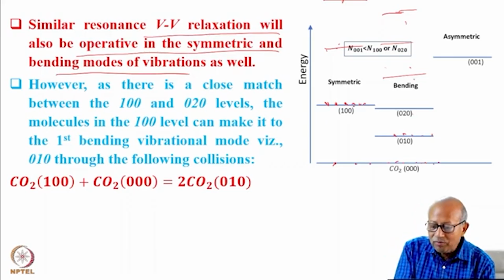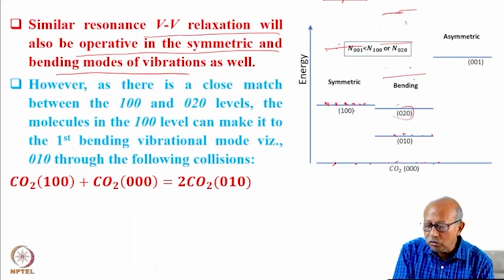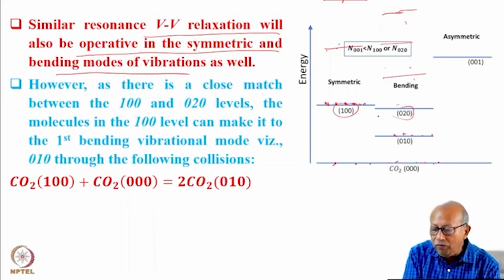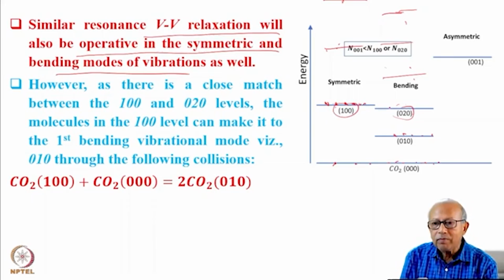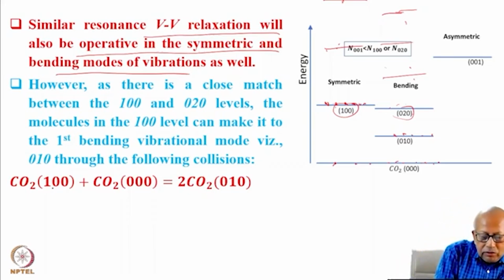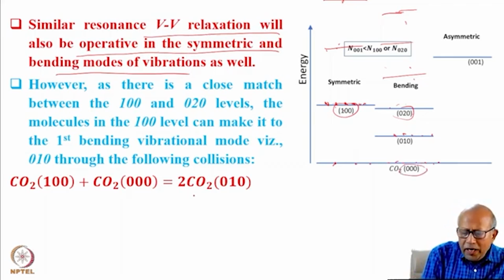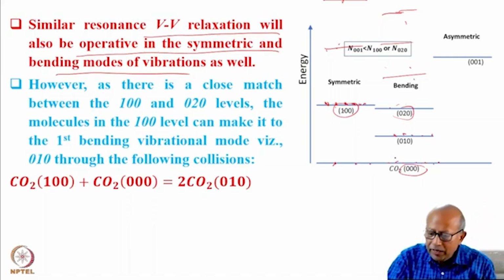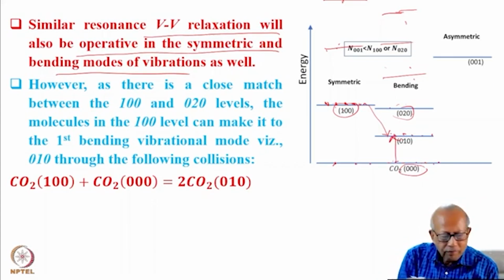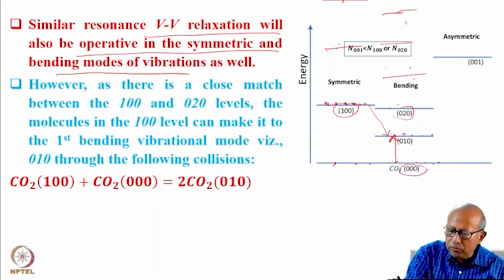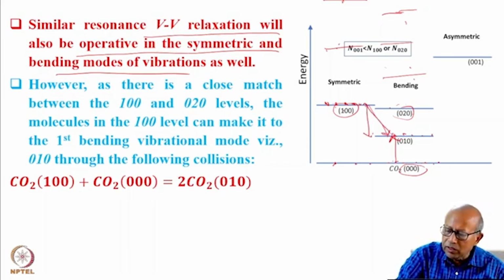However, since this 100 is lying very close to 020, there can be good efficient energy exchange between this and this. So what essentially happens, a CO2 molecule in 100 will collide with a CO2 molecule in the ground state and will result in this coming down by this much energy, and one CO2 in the ground state will climb up here.